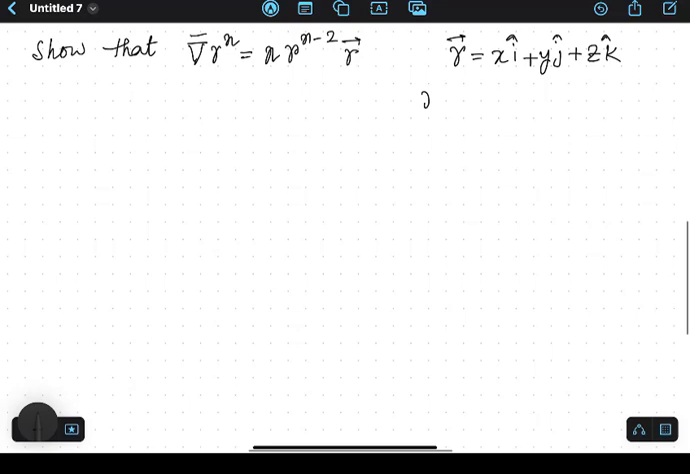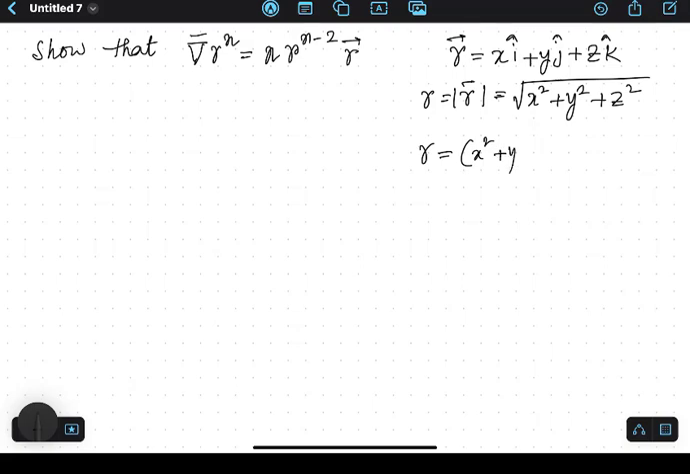And what is the magnitude of r? I don't put an arrow on the top, which means that it's the magnitude of vector r, and it is given as root over x square plus y square plus z square. Or you can write this as x square plus y square plus z square to the power of half. So you can write it in this way also, instead of the root sign.